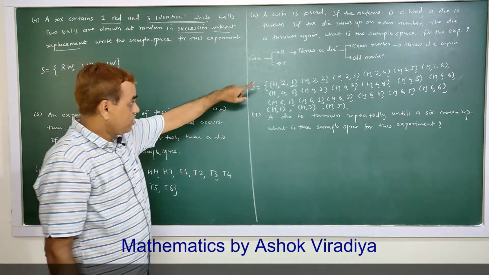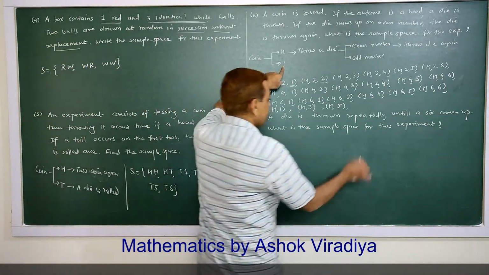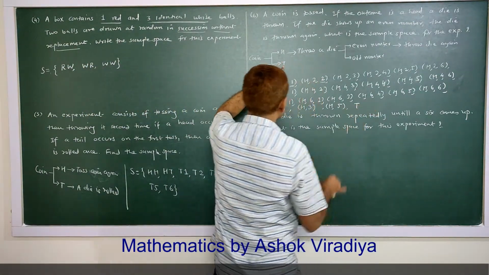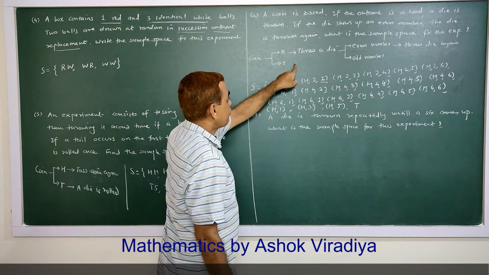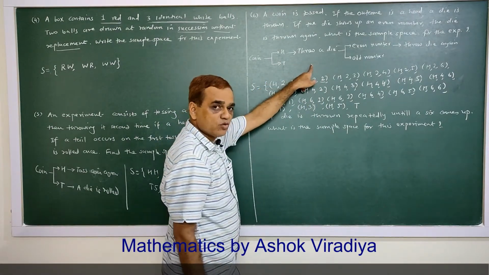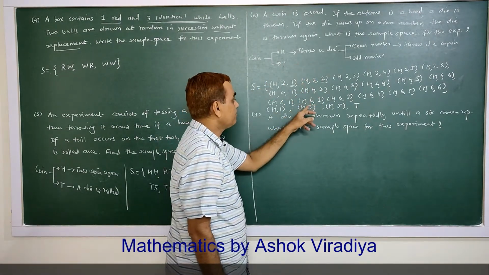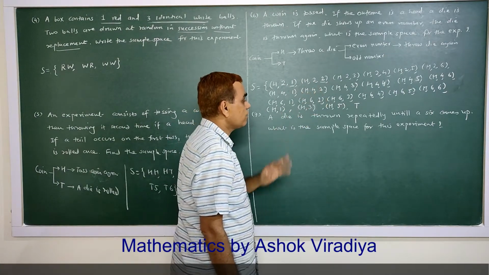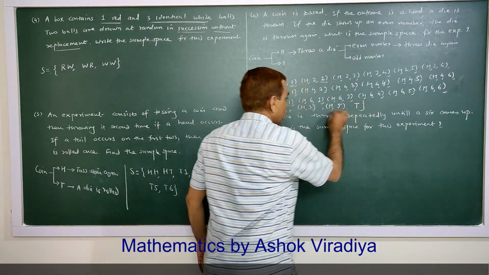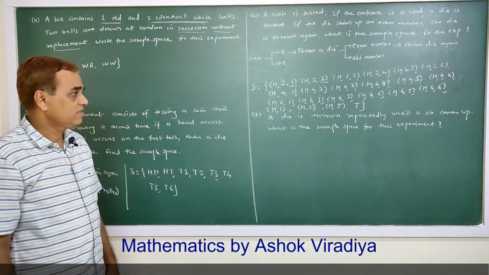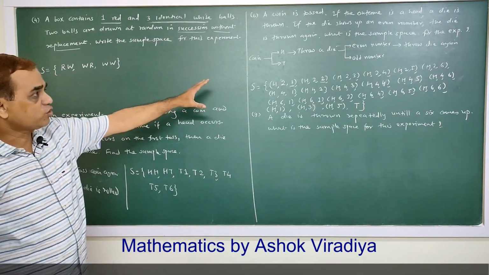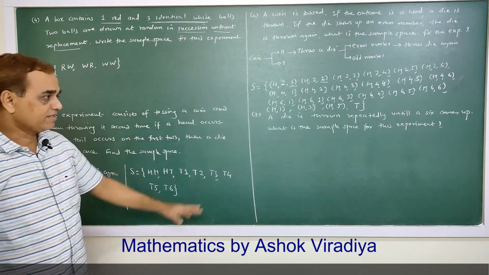Now if the first outcome is tail, T, then don't do anything. So there is no question of a second outcome or second and third outcome; the experiment is over. So this is the sample space associated with this experiment.